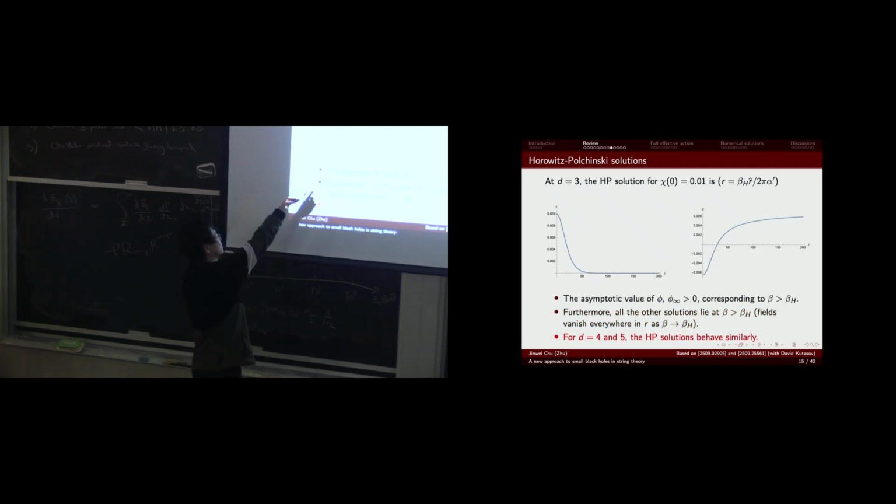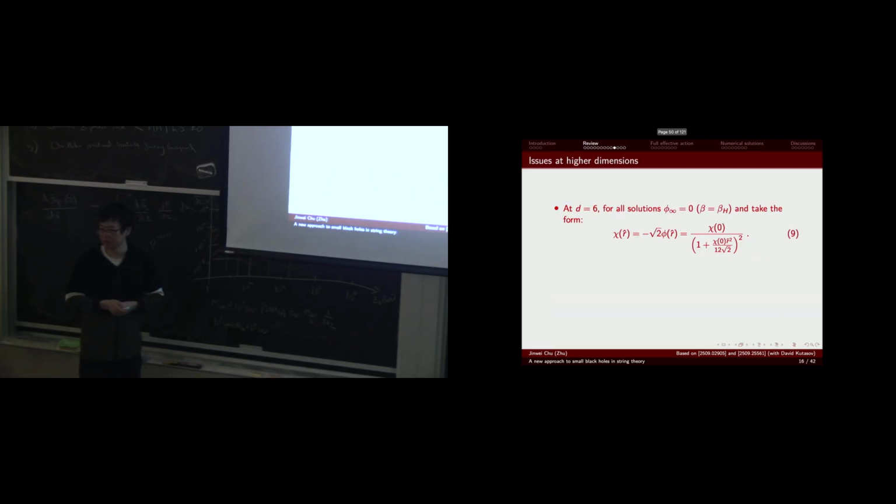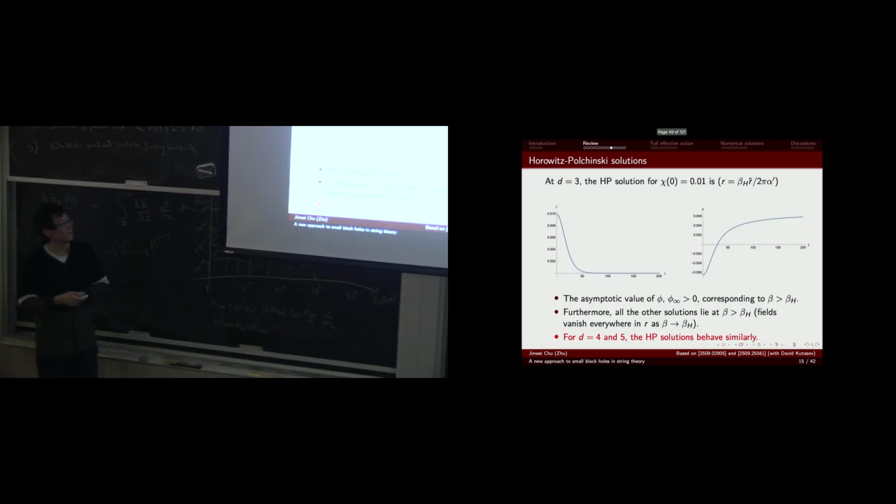So this is the behavior of solutions at d equal to 3. And actually for d equal to 4 and 5, the Horowitz-Polchinski solutions behave similarly. Sorry, so for small r, where phi is negative, that means that the temperature is above the Hagedorn temperature? Yeah, locally it is above Hagedorn temperature.